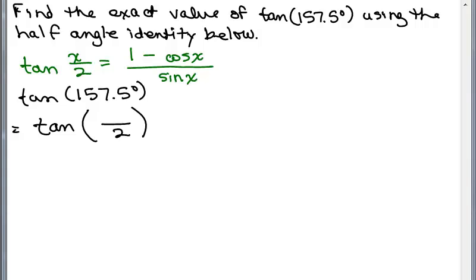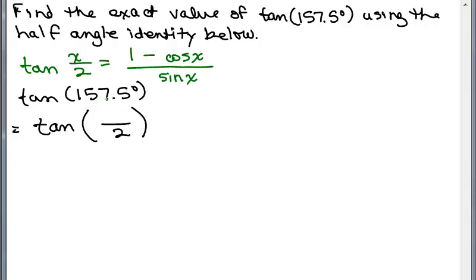Alright, we're going to find the exact value of the tangent of 157.5 degrees using the half angle identity below. Tangent of x over 2 equals 1 minus cosine of x over sine of x. So in order to do this, we need to write our angle in terms of x over 2, so I need to write 157.5 degrees as a different angle divided by 2.